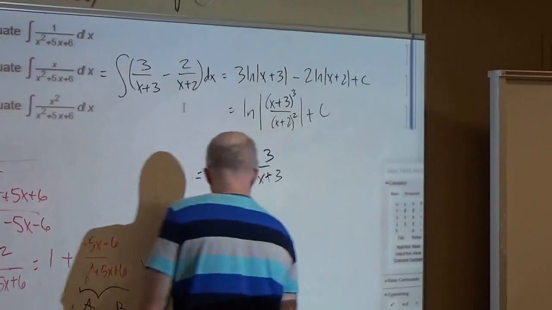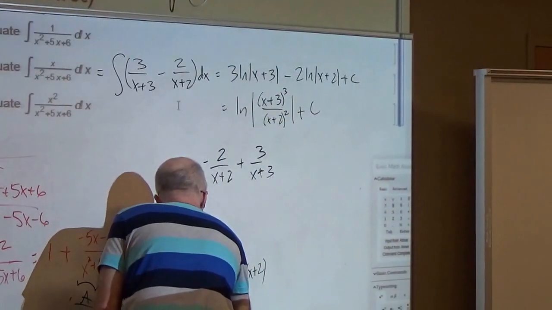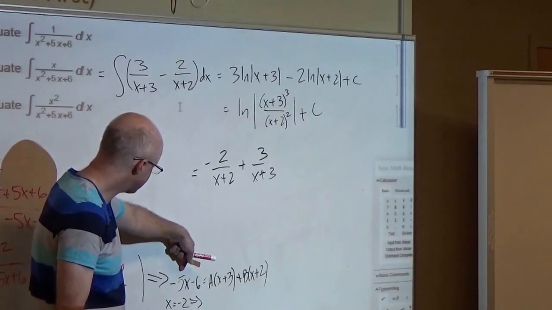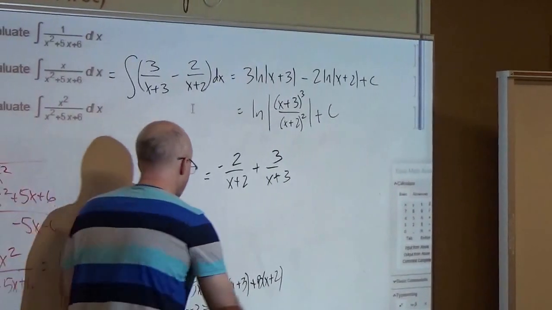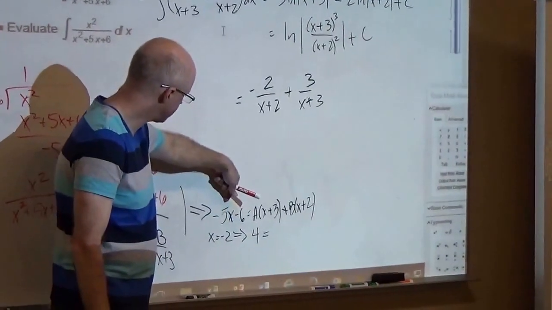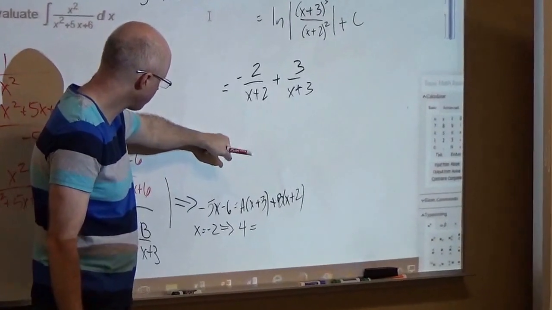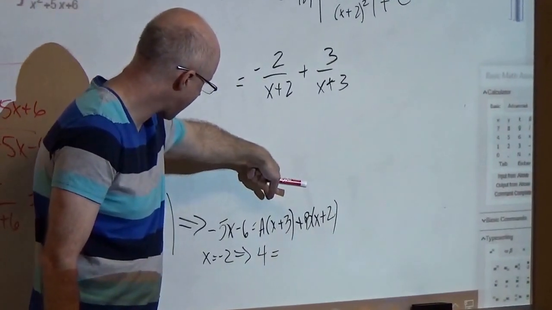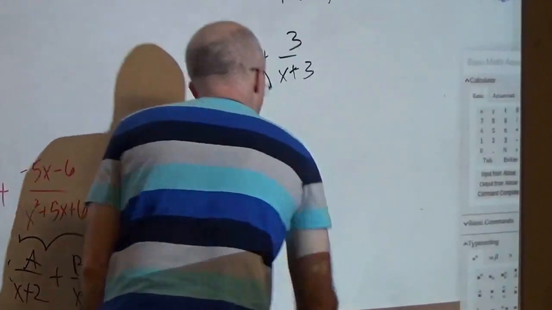Use x equals negative 2 and negative 3 again. When x is negative 2 now, it's a little trickier. The left is, careful, 10 minus 6, 4. Right? Negative 5 times negative 2 is 10, minus 6 is 4. On the right, that goes away. This becomes a. A is 4.